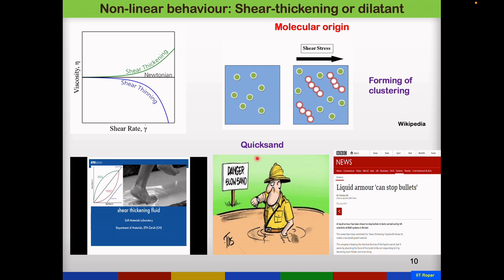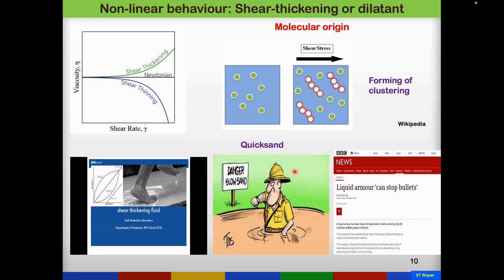Okay, similarly, I can give you many examples for shear thickening fluids. Shear thickening behavior again arises due to the rearrangement of the fluid microstructure, like here, due to the formation of clustering of particles. Okay, this shear thickening behavior can originate, and the best example I can give you is quicksand.